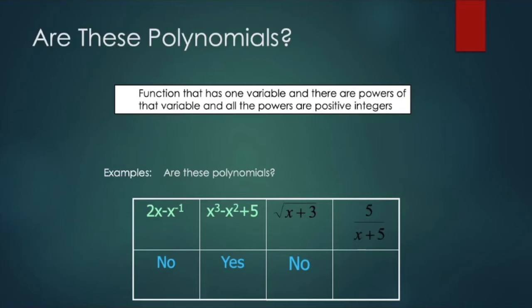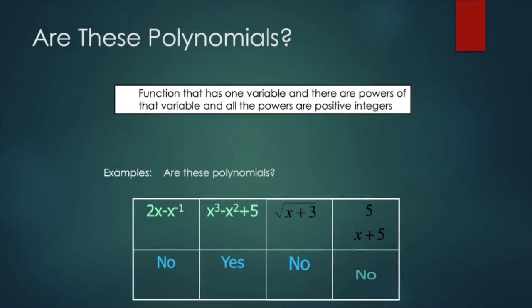Last one, is this one a polynomial, yes or no? No, because it has a negative exponent on that x down here on the bottom. If the x was on the top, would it have been a polynomial? Yes. The numbers in front are called coefficients, and they can be fractions. It's the exponents that we're worried about.